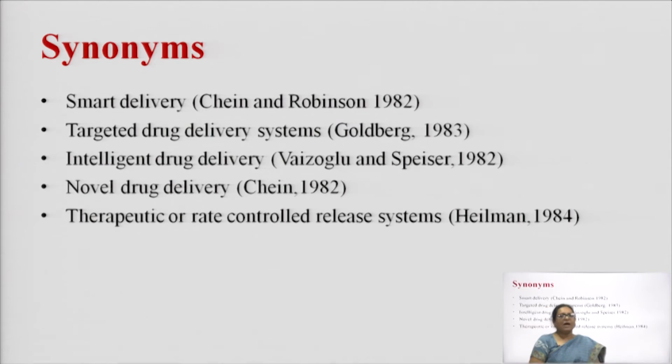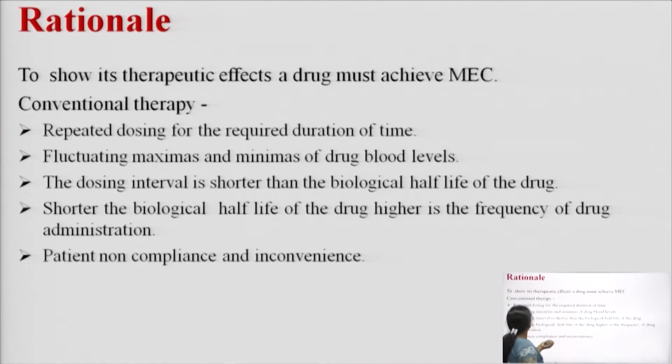Different scientists have used different terms for these controlled drug delivery systems. Let us look at these synonyms. Scientists Sheen and Robinson have called them smart delivery systems, whereas Goldberg has coined the term targeted drug delivery systems. Scientists Vozog and Spacer have called them intelligent drug delivery systems, whereas Sheen coined the term novel drug delivery system. Hellman has referred to them as therapeutic or rate controlled release systems.